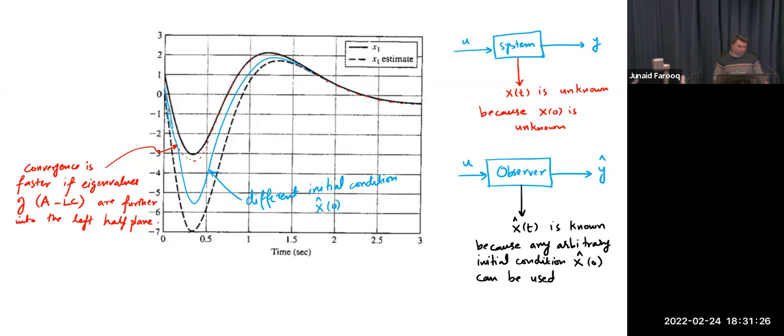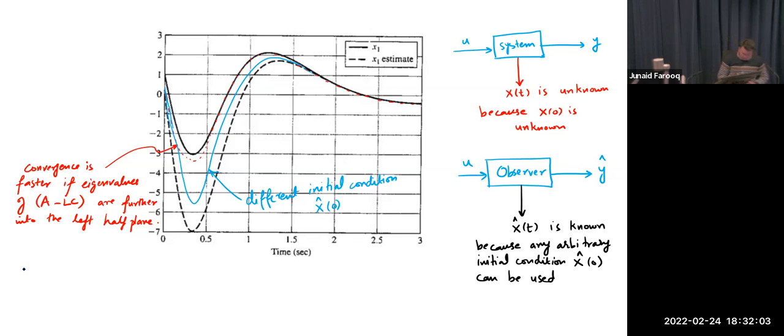Right. So even though you do not know what x is, x hat is going to approach x as t goes to infinity. And how quickly it converges depends on how negative the eigenvalues of A minus LC are. So this is a very simple observer proposed by David Luenberger, and that's why it's called a Luenberger observer.